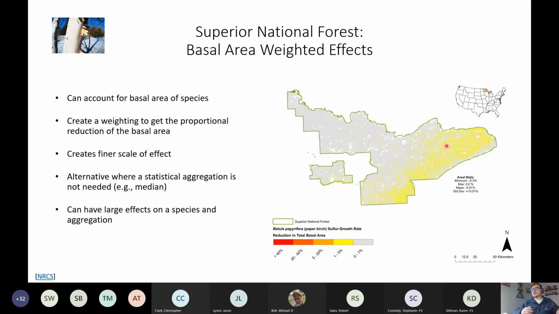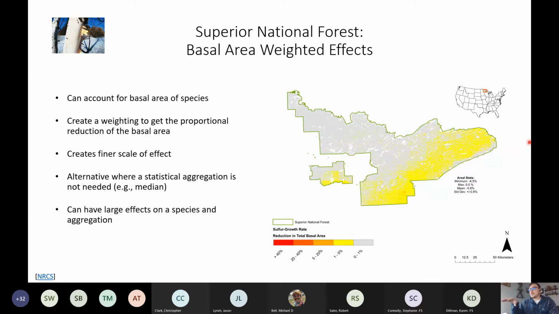But now what we can also do is aggregate it up a level. So now we're going to pull in all of the species that are present within Superior National Forest and look at what the reduction in the total basal area is due to sulfur deposition and related to its growth rate. I apologize, it's a mouthful with all the different variables you need to talk about. So you can see there's a larger reduction that's occurring in Superior National Forest once we pull in those other species. Again, ranging anywhere from 0 to 4.5% reductions. But as we pull in these other species, there is a wider impact, or maybe larger impact, than what we saw just for that paper birch example.